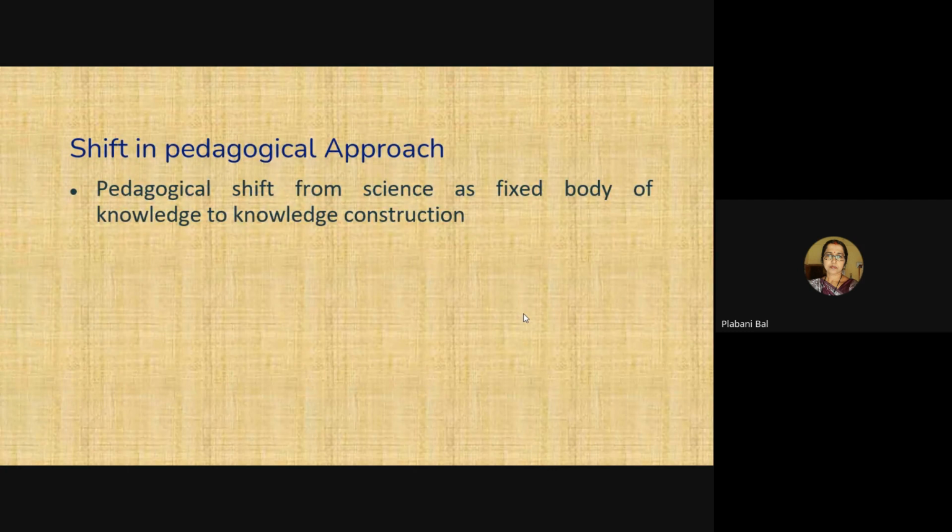So the present age is called the globalization age. And in the globalization age, information and communication technology has directly or indirectly affected our education system. This is one of the examples: you are there at your home and learning science through technology.